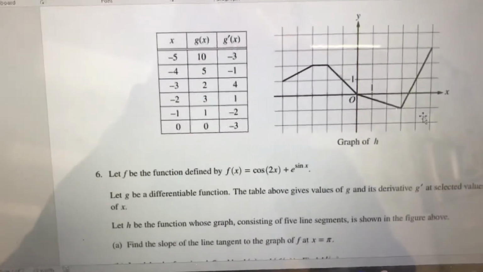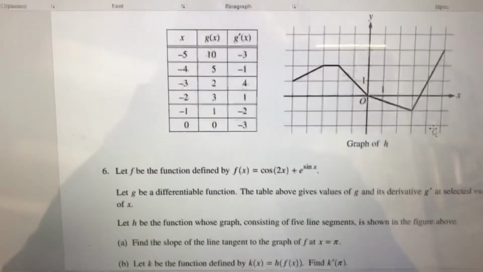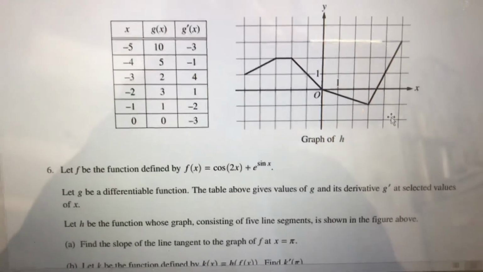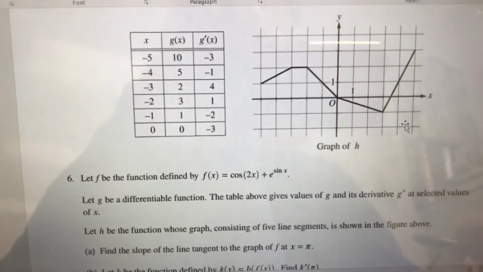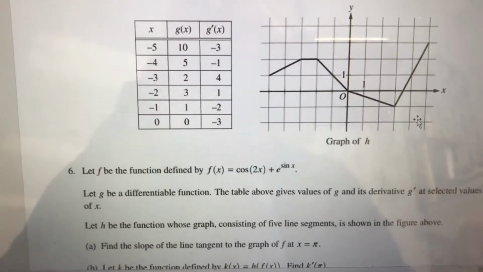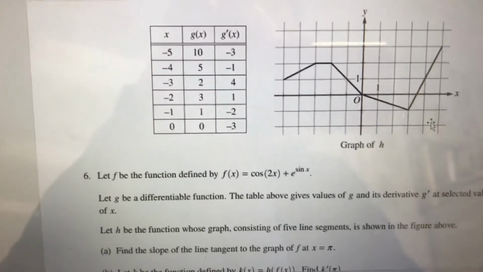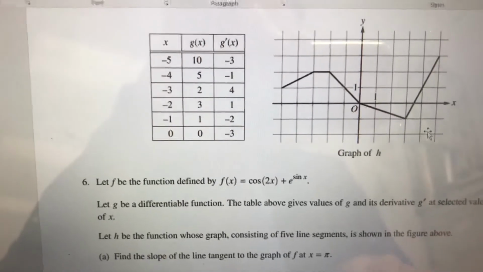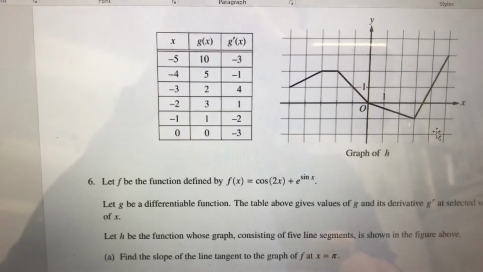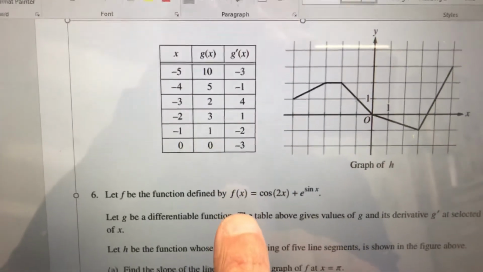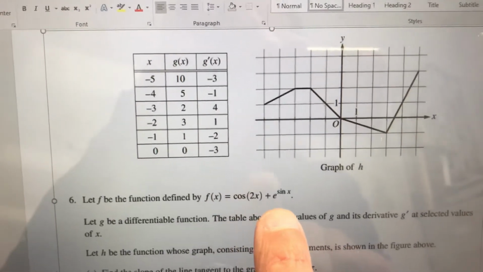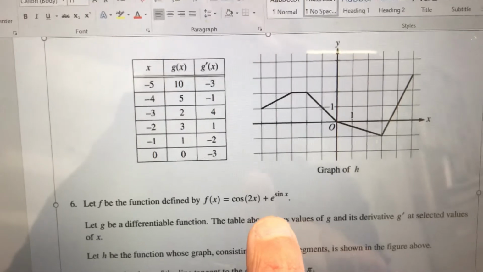All right, so let's go ahead and take a look at part A. Part A says to find the slope of the tangent to the graph of f when x is equal to pi. Well, we know that the slope of a tangent line is really just the derivative at a particular point. Now, there are a lot of functions here. You kind of got to sift through it, but it turns out they're talking about function f here. Here's function f. It's cosine of 2x plus e to the sine of x. We just need to find the derivative at pi.